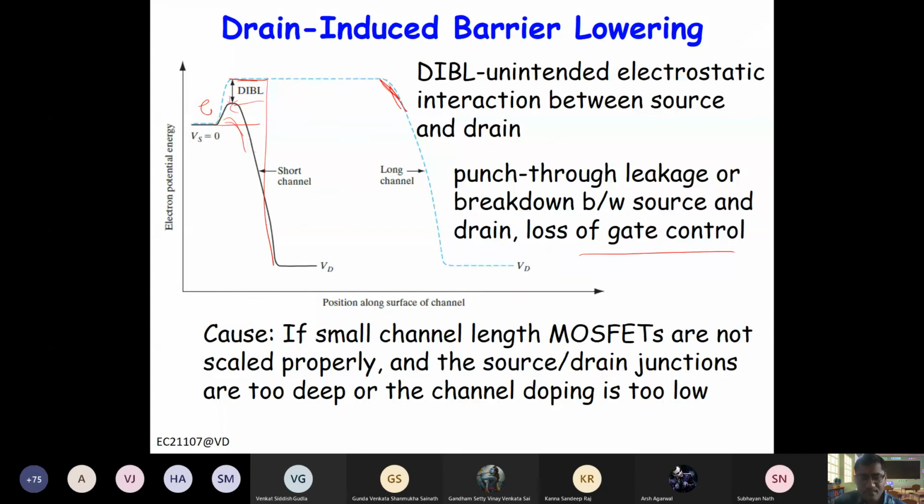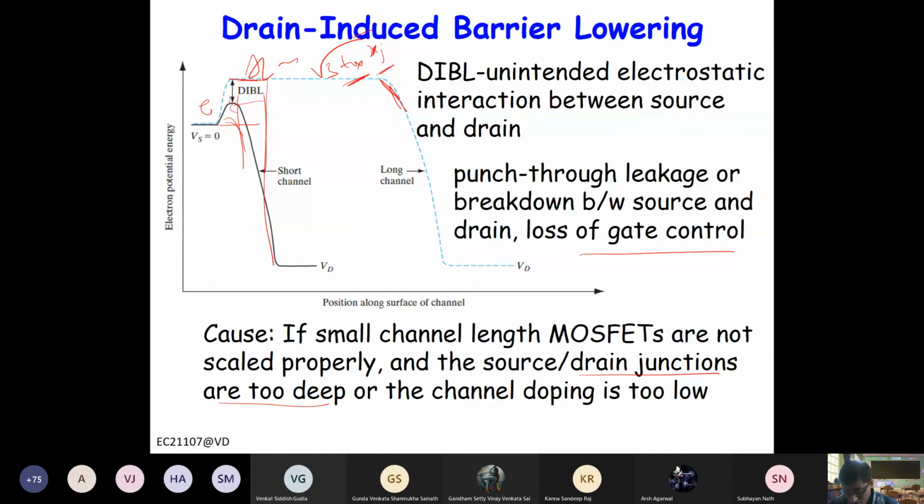So these MOSFETs have to be scaled properly, especially for short channel devices. Another is the junction depth, which should be shallow, because of this delta L we discussed, right? Delta L depends on the cube root of 3 times T oxide times Xj. So if the oxide is thin and the junction depth is less, then this delta L will also be less, which means DIBL will be reduced. So generally we use shallow source drain doping.